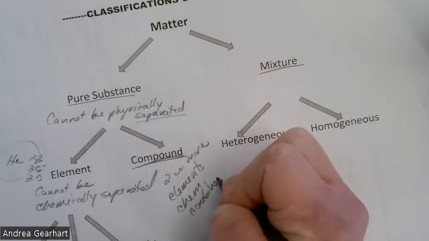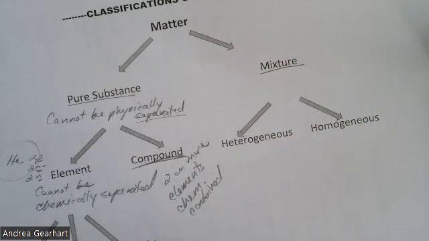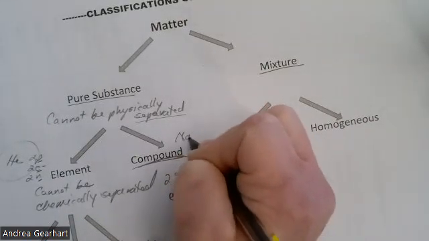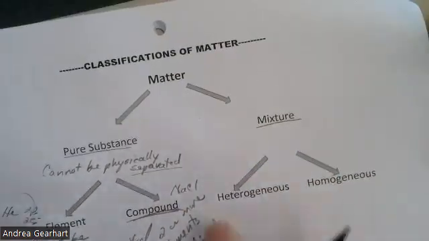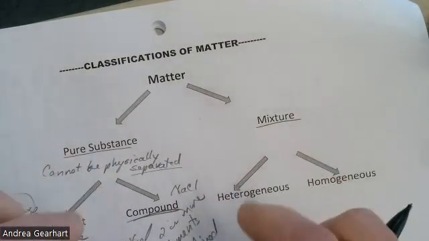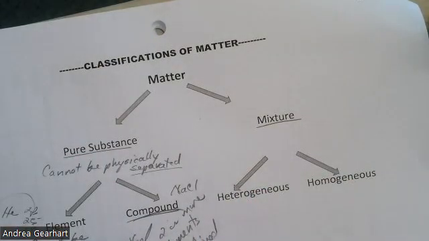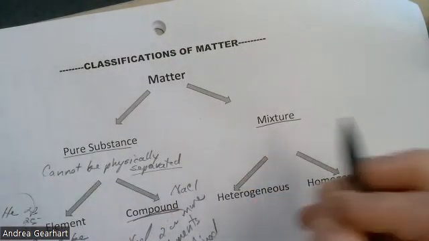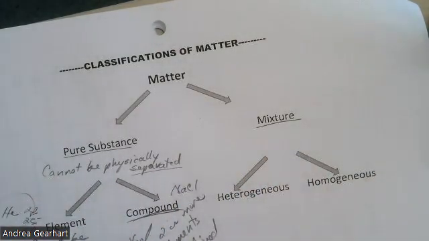Now, we can't physically separate a compound. For example, sodium chloride: we cannot pick apart the sodium and chloride ions with forceps. We can't run it through a filter. We can't heat it and just release chlorine like we can evaporate away water. So compounds cannot be separated physically, but they can be separated chemically.